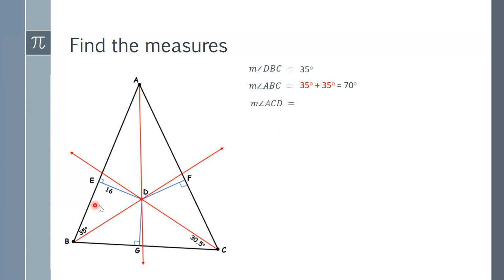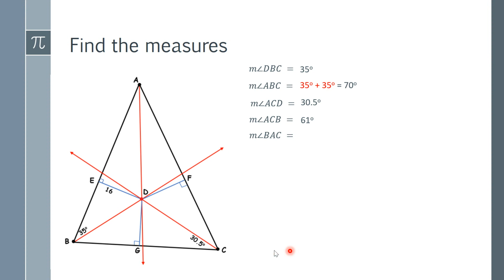All right, what about ACD? So ACD right here. Well, same thing, since these two angles are going to be congruent, and since this angle is 30.5, well, guess what? This angle is also going to be 30.5. What about the big angle, ACB? Again, angle addition postulate, we're going to add those two angles together, and they're going to equal 61 degrees.